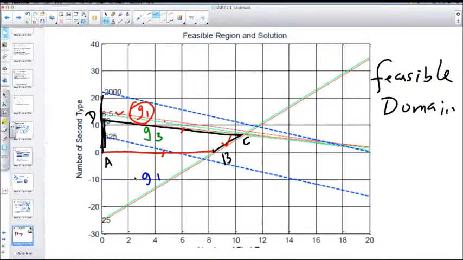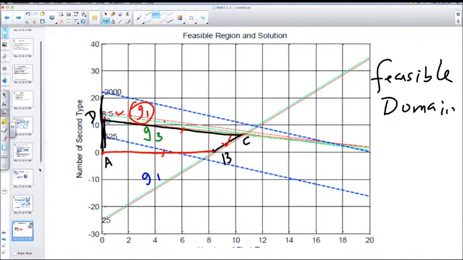Okay, so how do you find the solution? Now it's pretty obvious. All I need is to find the points A, B, C, and D. They all have their coordinates. Then you plug them into the equation.